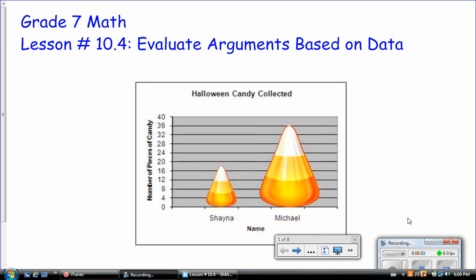Welcome back to Grade 7 Math. This is lesson number 10.4. Evaluate arguments based on data.